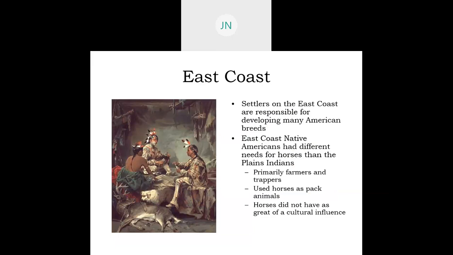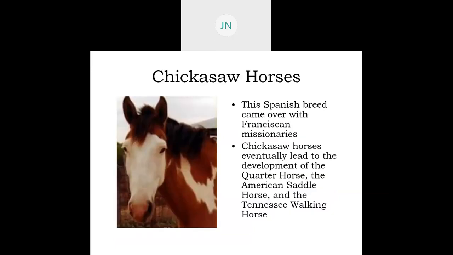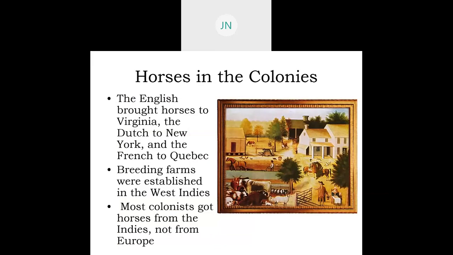And then settlers on the East Coast are responsible for developing many American breeds. East Coast Native Americans had different needs for horses than the Plains Indians because they were primarily farmers and trappers, and they used horses as pack animals, and also the horses didn't have as great of a cultural influence. The Chickasaw horse was a Spanish breed that came over with Franciscan missionaries, and they eventually led to the development of the Quarter Horse, the American Saddle Horse, and the Tennessee Walking Horse.